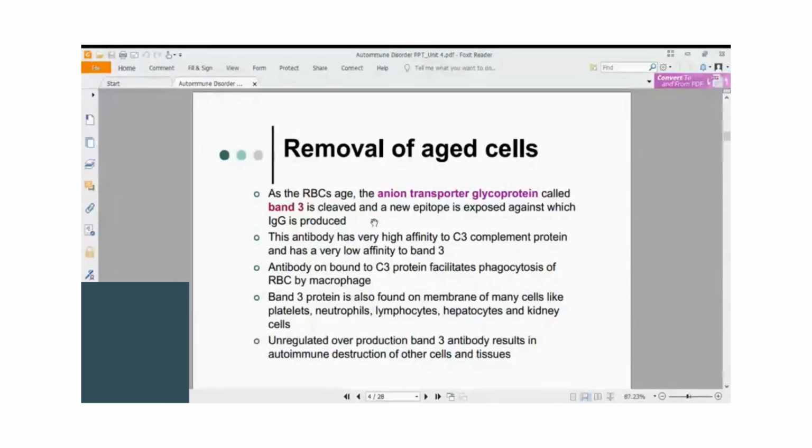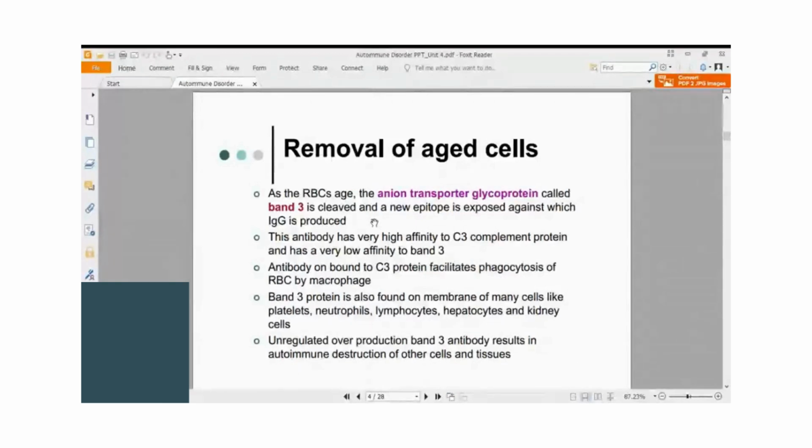But that antibody is produced in a regulated manner, in a definite quantity. That antibody comes and binds to that band 3 protein, which has been cleaved by the serine protease. If it is not cleaved, the antibody cannot recognize it. Because of its cleavage, the antibody recognizes it, comes and binds. As soon as the antibody binds, C3 complement comes and binds to it, and that C3 complement, as C3b, will initiate phagocytosis of that RBC by the macrophages.